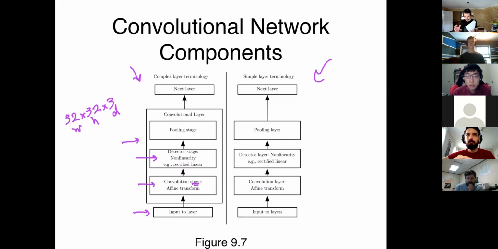And why we need non-linearity? Because we need to learn the non-linear aspect of data. Otherwise, if we don't have this, everything stays linear. And then we have a pooling stage that we will talk about today, why it is needed and what it does. But all of these three is typically called a convolution layer. Some other view could consider each of these stages as a layer. So convolution layer, nonlinearity layer, pooling layer.